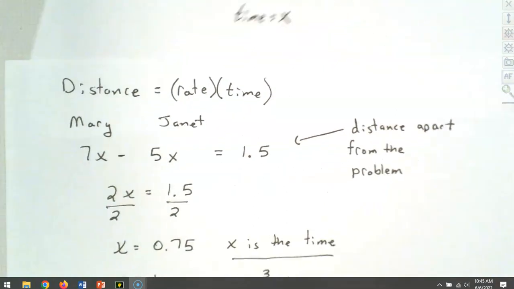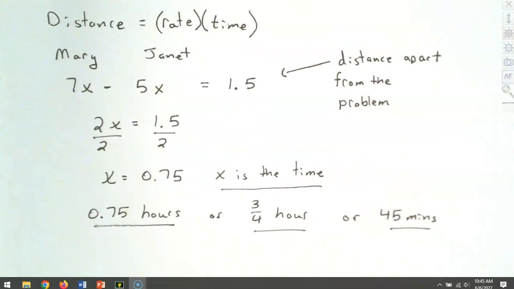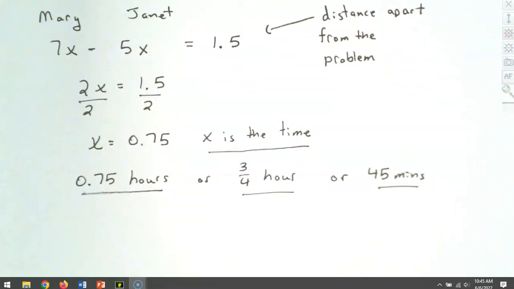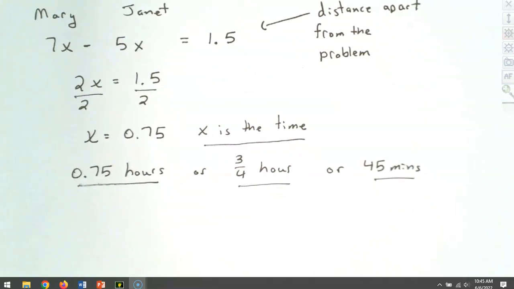So these are our three answers here. I would take either of them. You could leave it as 0.75 hours. That's okay. 0.75 is 3/4. You could write that as 3/4 of an hour. Or you could even write that as 45 minutes, because 3/4 of an hour is 45 minutes.